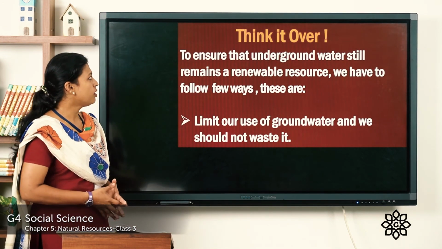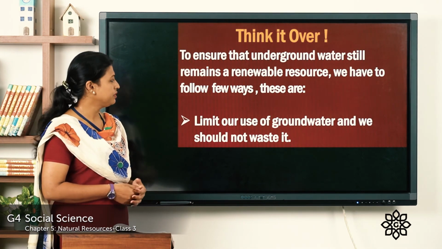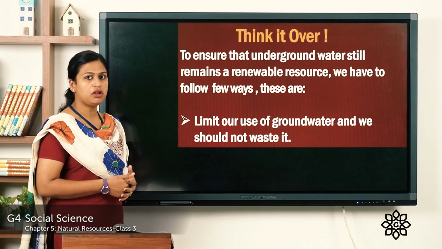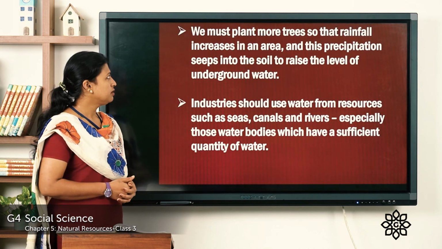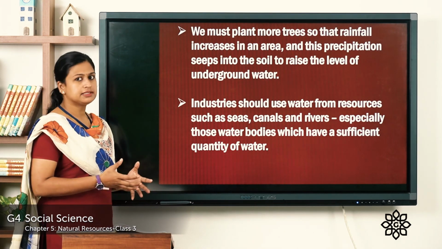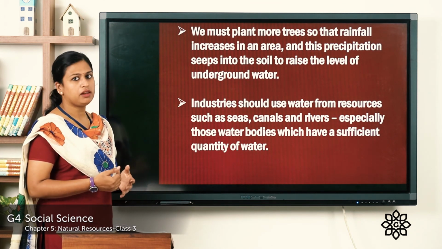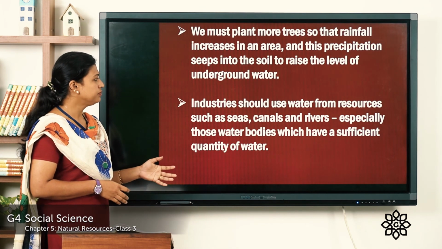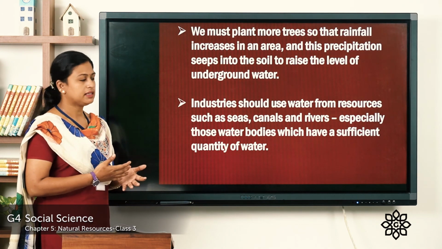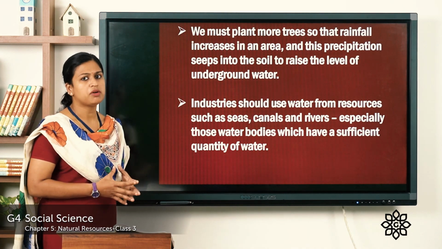To ensure that underground water still remains a renewable resource, we have to follow few ways. These are, first one, limit our use of underground water and we should not waste it. We must plant more and more trees so that rainfall increases in an area and precipitation seeps into the soil to raise the level of underground water. Next one, industries should use water from resources such as seas, canals and rivers, especially those water bodies which have large amount of water.